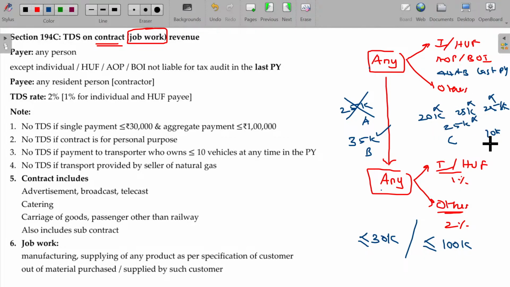But if you are aggregating by this time, his overall value is 1,05,000. As it is 1,05,000, automatically 2% or 1% TDS will be leviable on the last payment. So 2% on 1,05,000 is how much? 2,100. So for the last payment of 10,000, 2,100 is subtracted, and the balance 7,900 is payable.